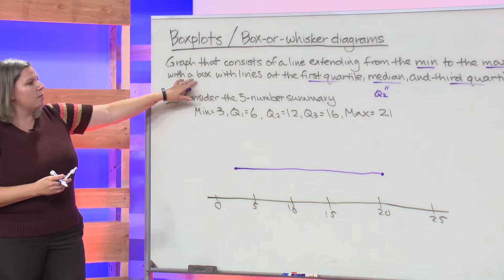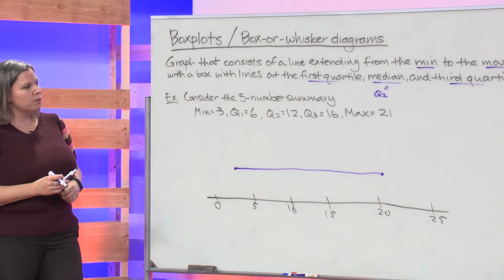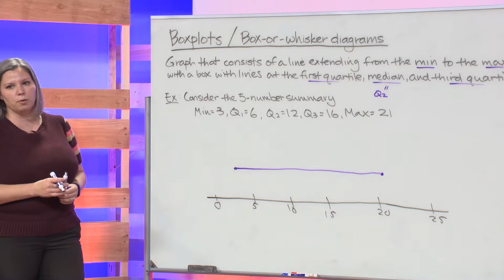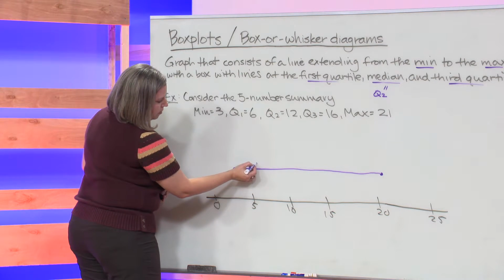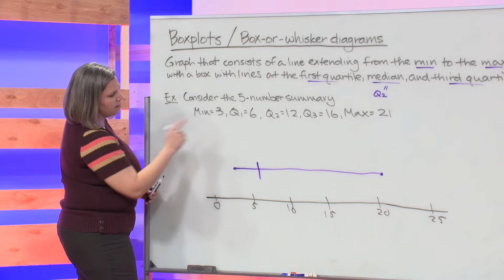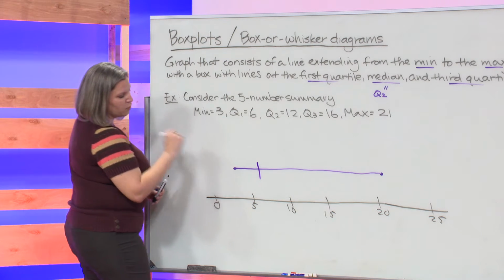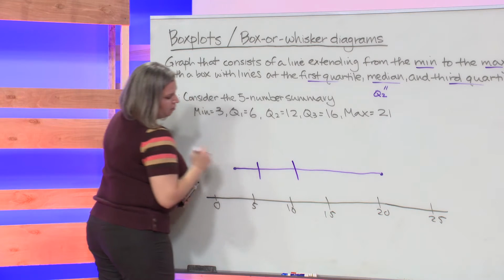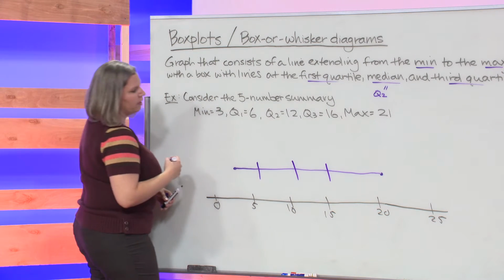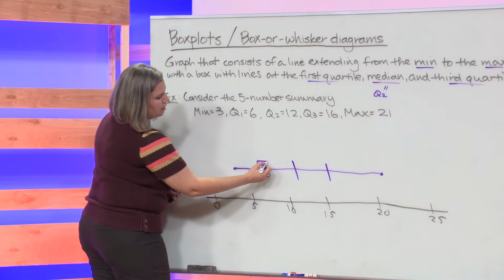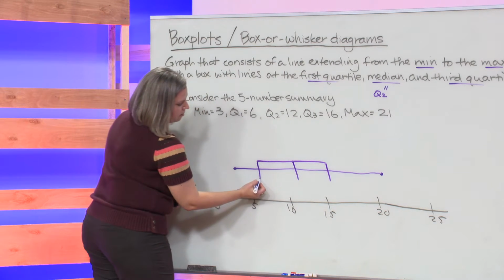Then it says it's got a box with lines at the first quartile, the median, and the third quartile. So my first quartile is 6. Again, I'm just going to put a line where I think that is. My second quartile is 12. My third quartile is 16. So again, I'm going to kind of put a line where that is. And I'm just going to turn this into a box.